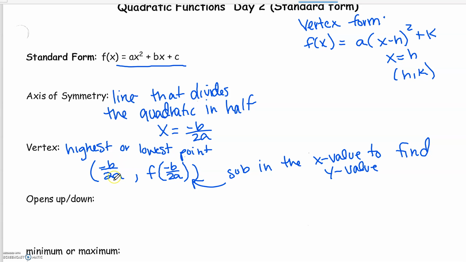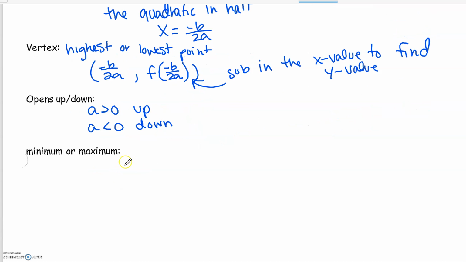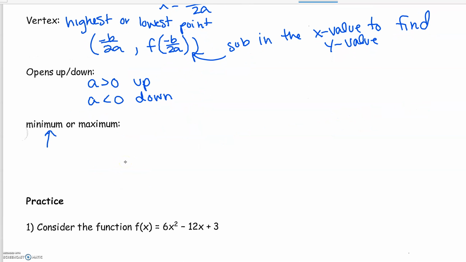And then it opens up or down. When a is greater than 0, it opens up. When a is less than 0, it opens down, just like before. And so it's a minimum if it opens up, just like before, and a maximum if it opens down, just like before. And this is that y coordinate of the vertex.